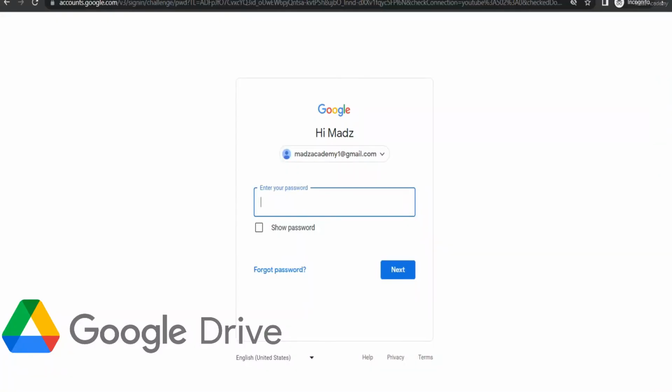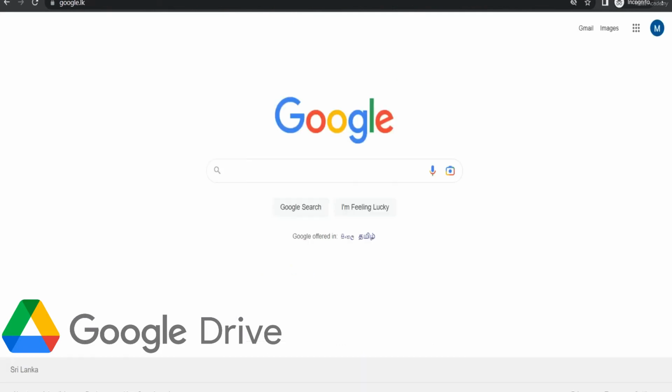The most important one is we receive 15 gigabytes. I said it again, 15 gigabytes of free storage to handle our files.